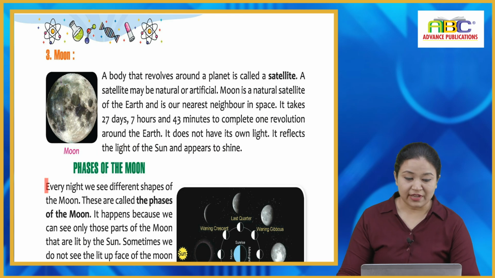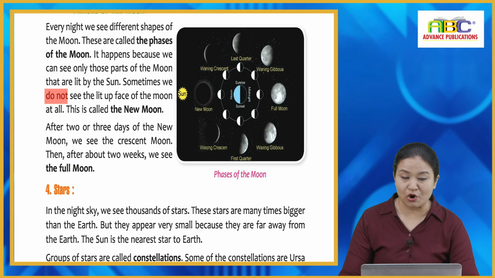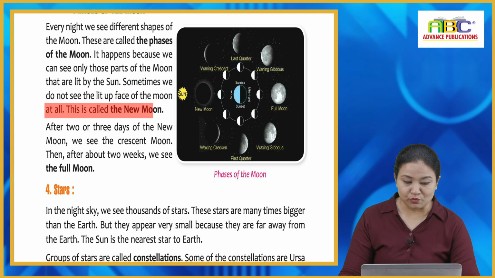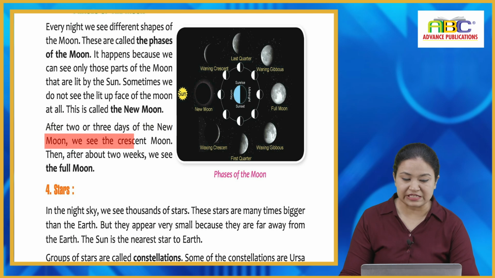Phases of the moon. Every night we see different shapes of the moon. These are called the phases of the moon. It happens because we can see only those parts of the moon that are lit by the sun. Sometimes we do not see the lit up face of the moon at all. This is called the new moon. After 2 or 3 days of the new moon, we see the crescent moon. Then after about 2 weeks, we see the full moon.